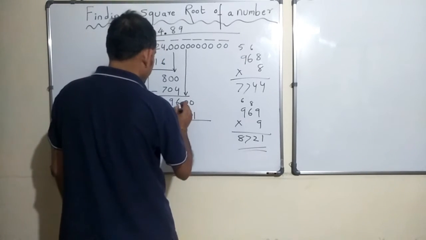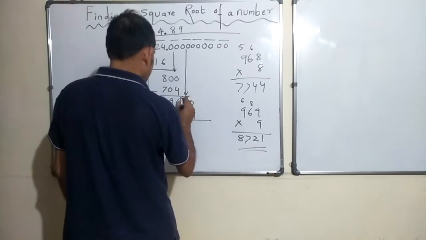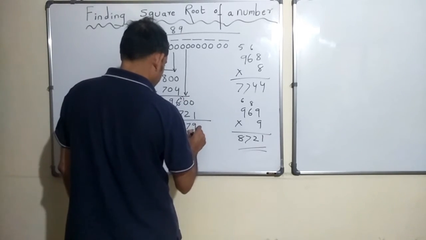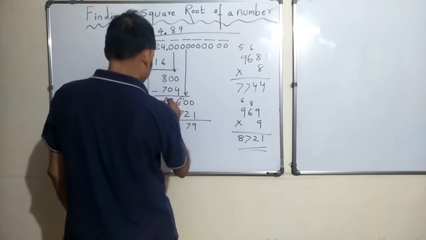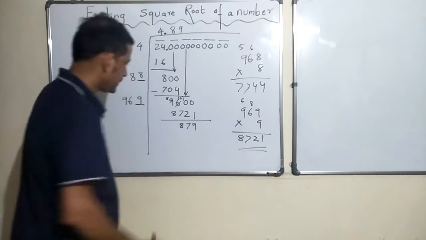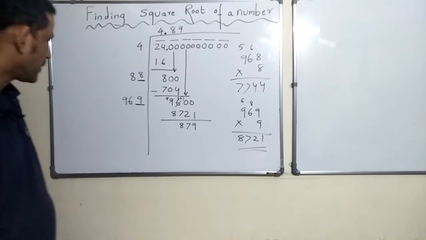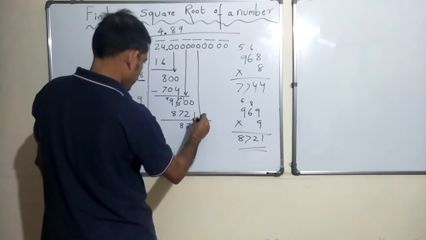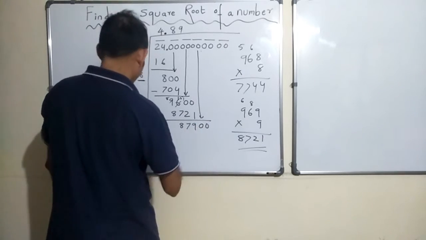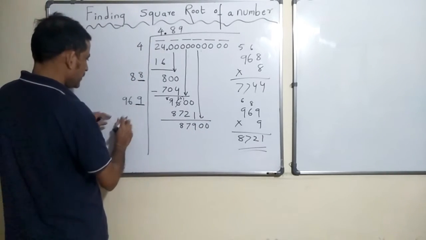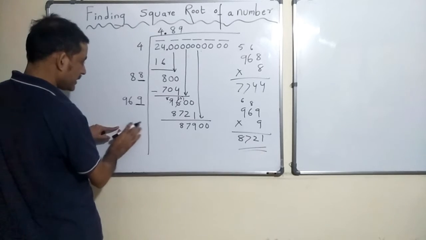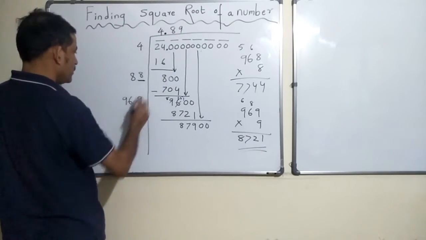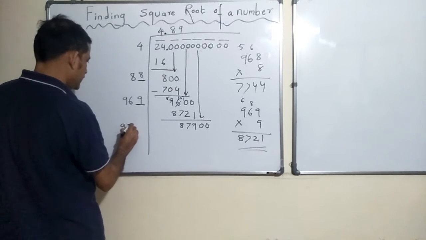All right, so let's subtract it. 879, is that right? Then we bring the next pair here, 00, and this is correct so far. So what should we write here now for the next set of divisions? 969 plus what we added just now, so it comes to 978.